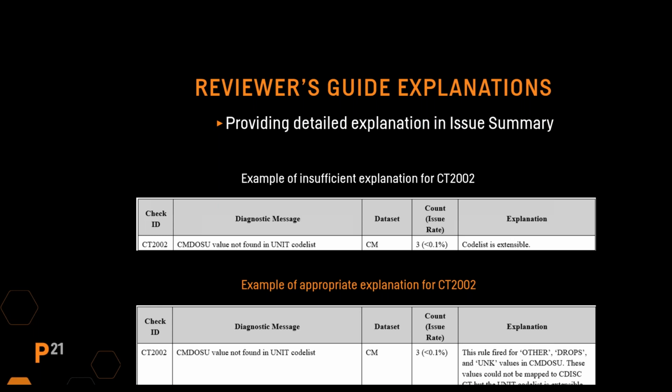The bottom is a more appropriate explanation. You can see it was added that this rule fired for other drops and unknown values in CM dose U. These values could not be mapped to CDISC CT, but the unit code list is extensible. This is a very clear explanation that will help our reviewer to determine what values had to be extended and added to this code list.